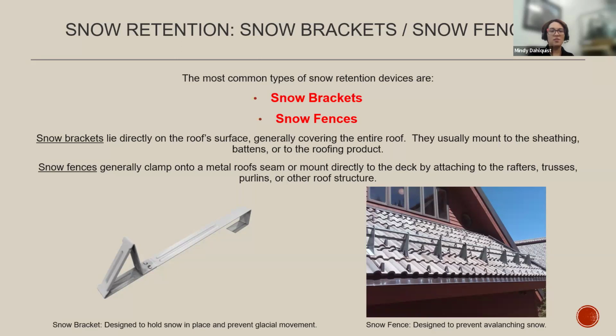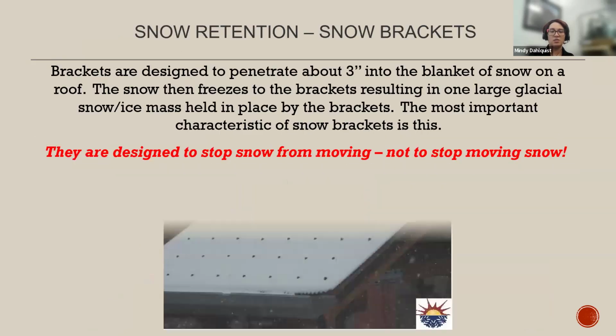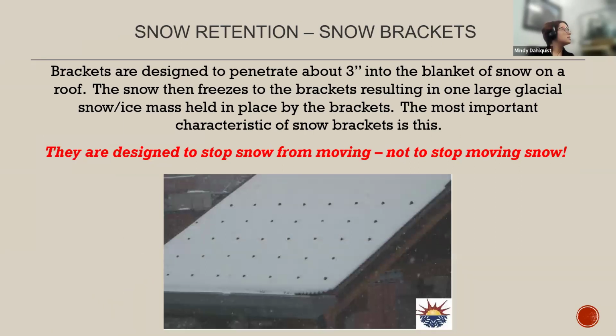Snow fences are a little different. They generally clamp onto the metal roof seam or mount directly to the deck by attaching to the rafters, trusses, purlins, or other structure. So it's very important to remember that those deck mounts do need to go into structure. Brackets are designed to penetrate about 3 inches into the blanket of snow on the roof, and then the snow freezes to those brackets, resulting in one large glacial snow and ice mass held in place by the brackets.